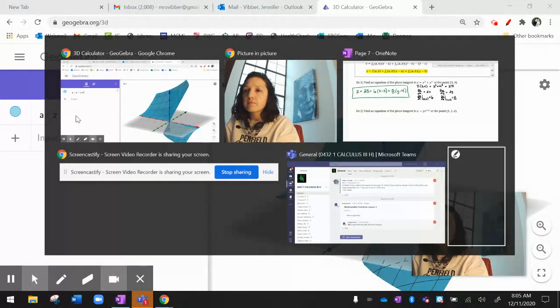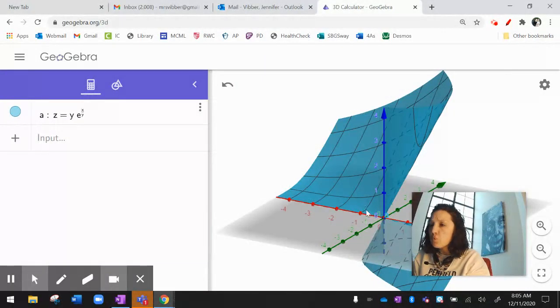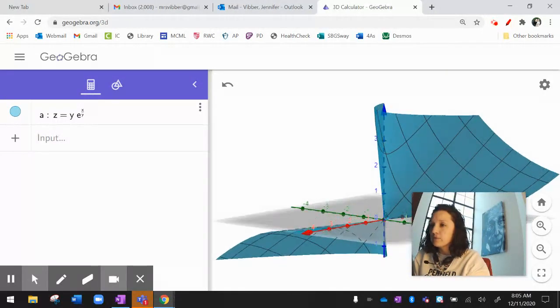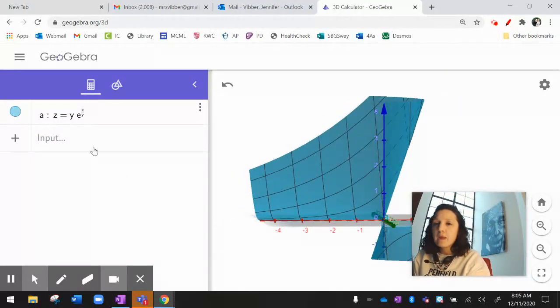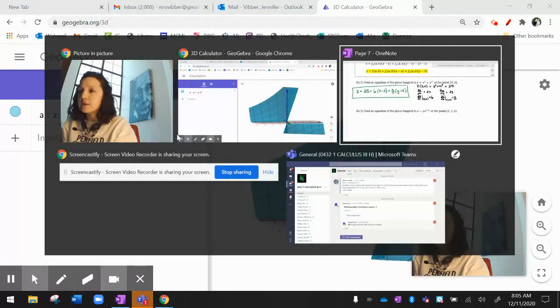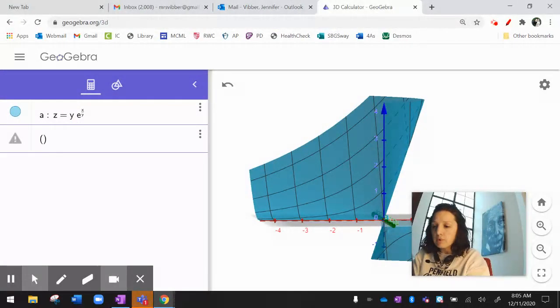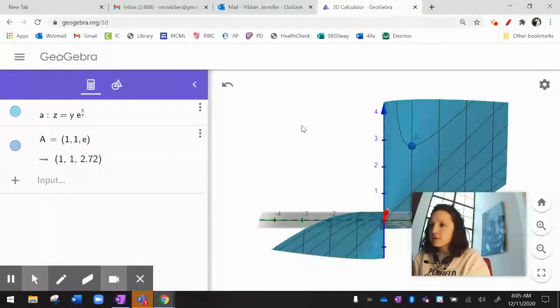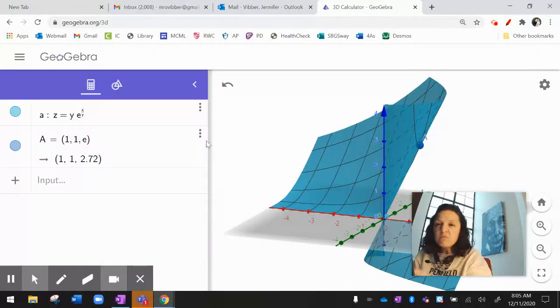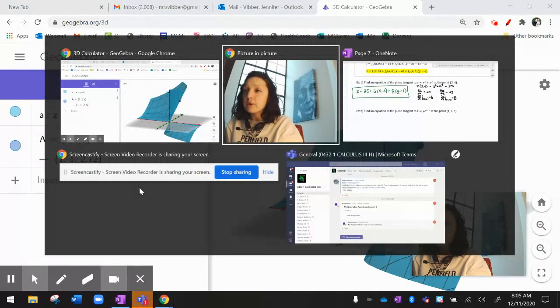Yep. Ooh, that looks fun. What a nifty graph that is. And we want to find the tangent plane at (1, 1, e). So I'm going to just put in (1, 1, e). Okay, so that's definitely on my curve. Cool. Now I want to make my tangent plane.